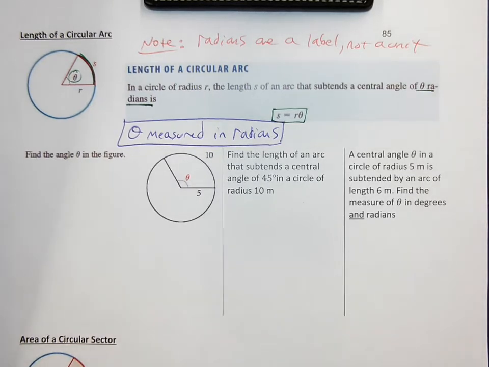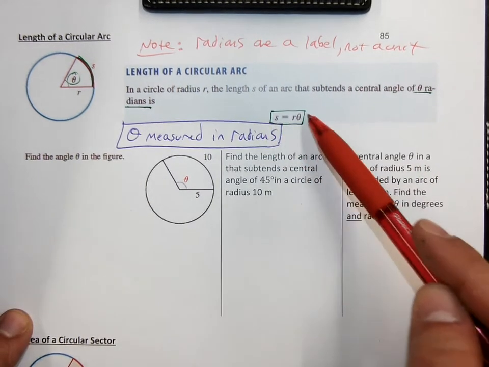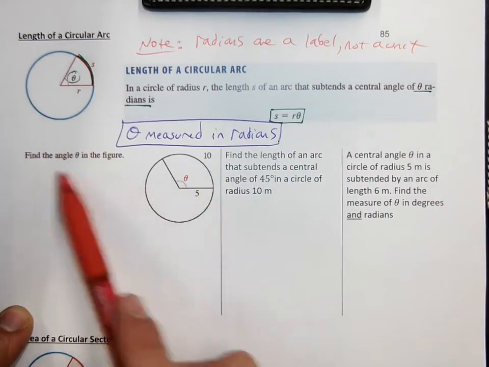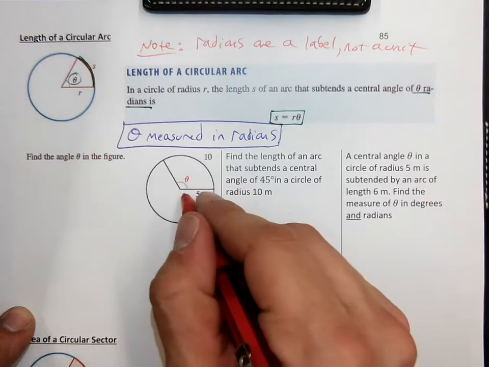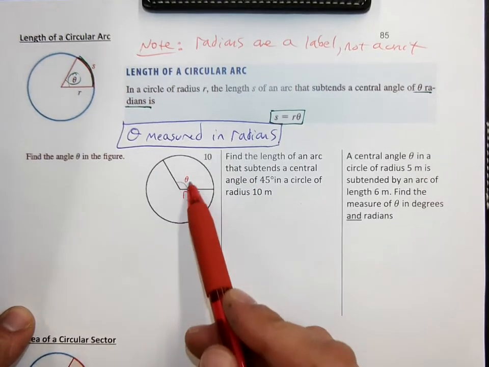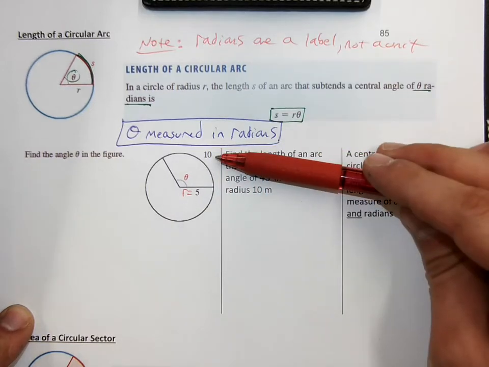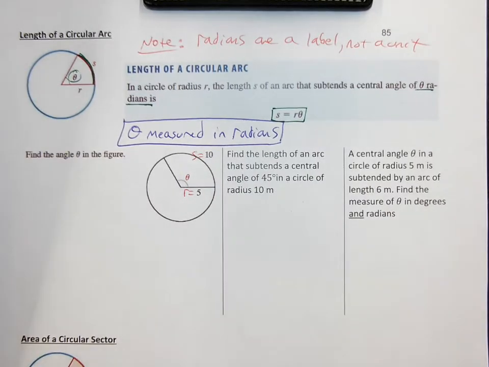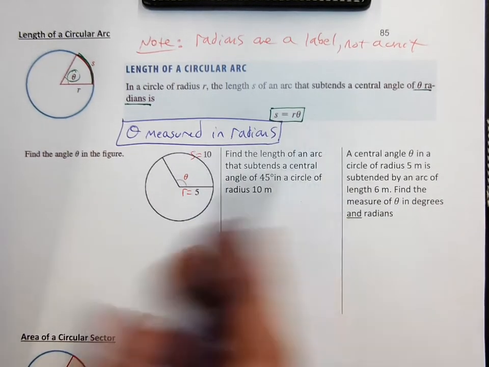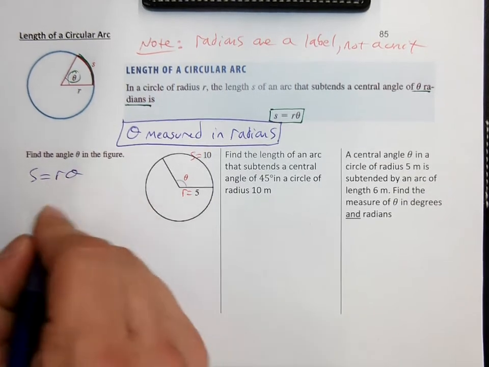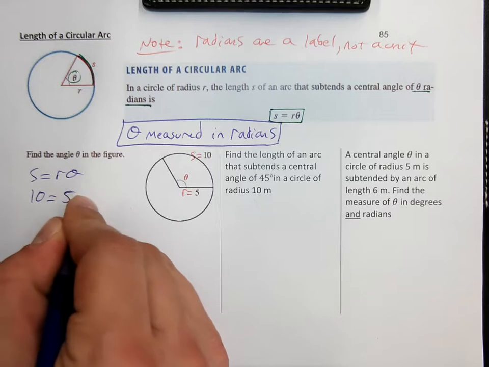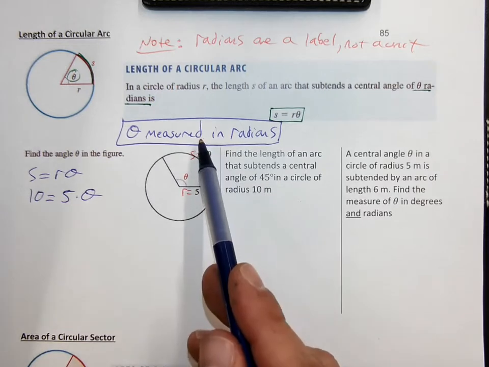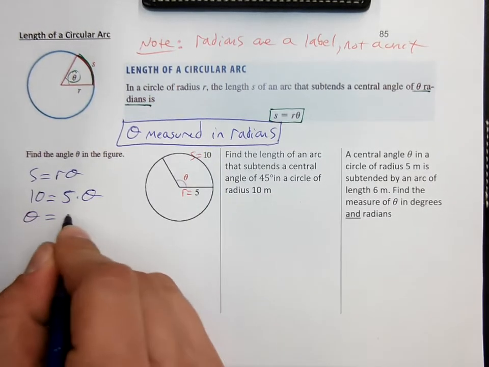Let's look at the first problem. This equation relates S, R, and theta, right? S equals R times theta. If we're given a question that looks like this, we're given R equals 5. We want to know the theta value, and we're given that S equals 10. So this is our S. If we want to use this equation, we can just plug these two numbers right in there, and we see that S equals R theta, so that means 10 equals 5 times theta. Since we're measuring theta in radians, this ends up being theta equals 2 radians.